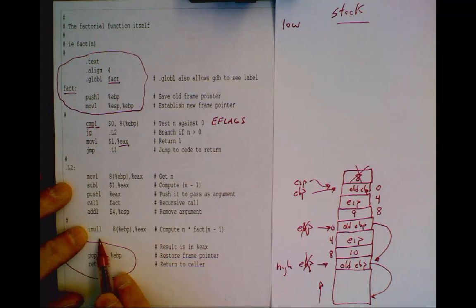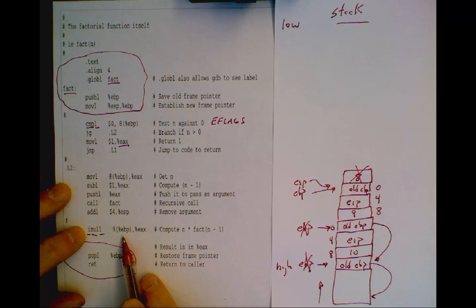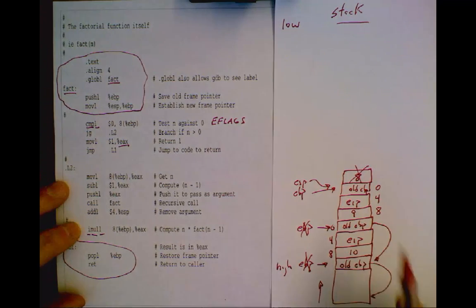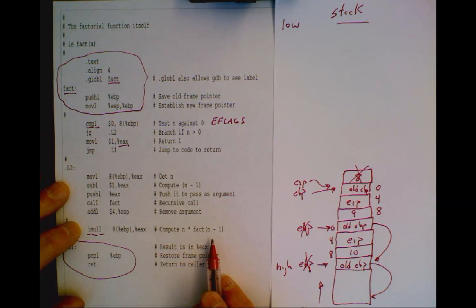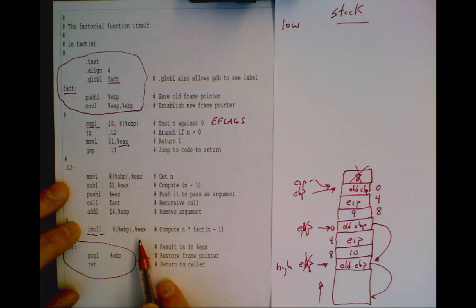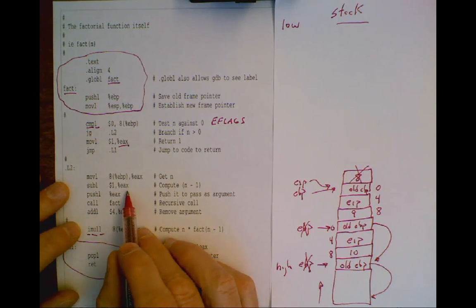Next step then is an integer multiply long. So this is integer multiply long of 8 off the frame pointer, in this case that's the 9, times the EAX register. The contents of the EAX register is equal right now to factorial of 8. So I'm computing 9 times factorial of 8. In other words, I'm computing factorial of 9. Okay, and the answer ends up in the EAX register. So this is a multiply of this value to that register, and the answer ends up in that register, just like this is a subtraction of 1 from that register.